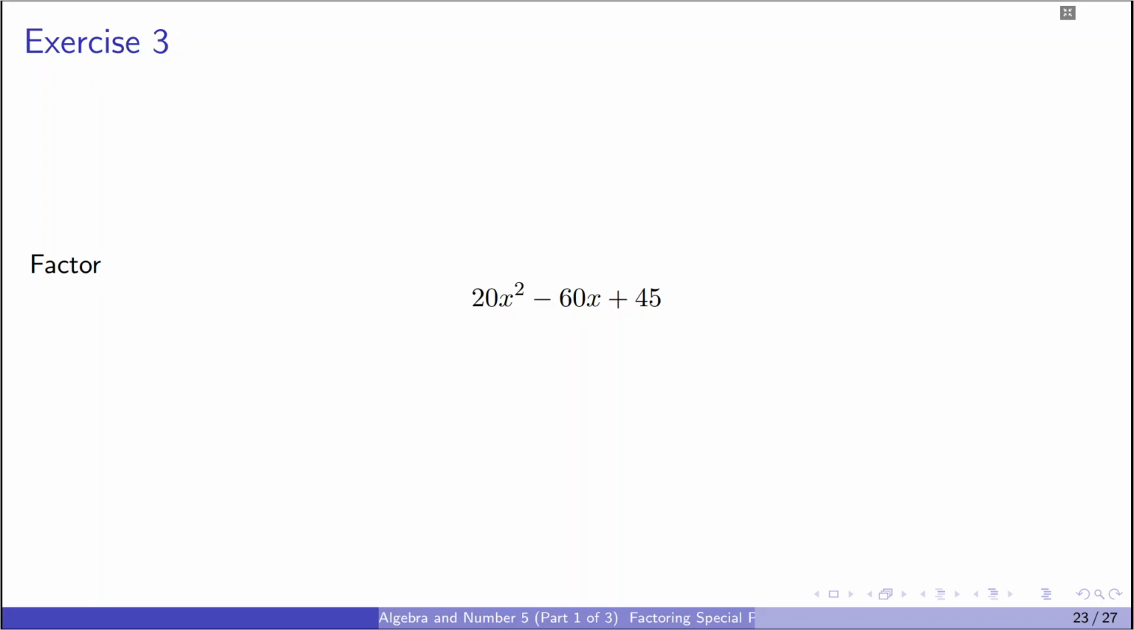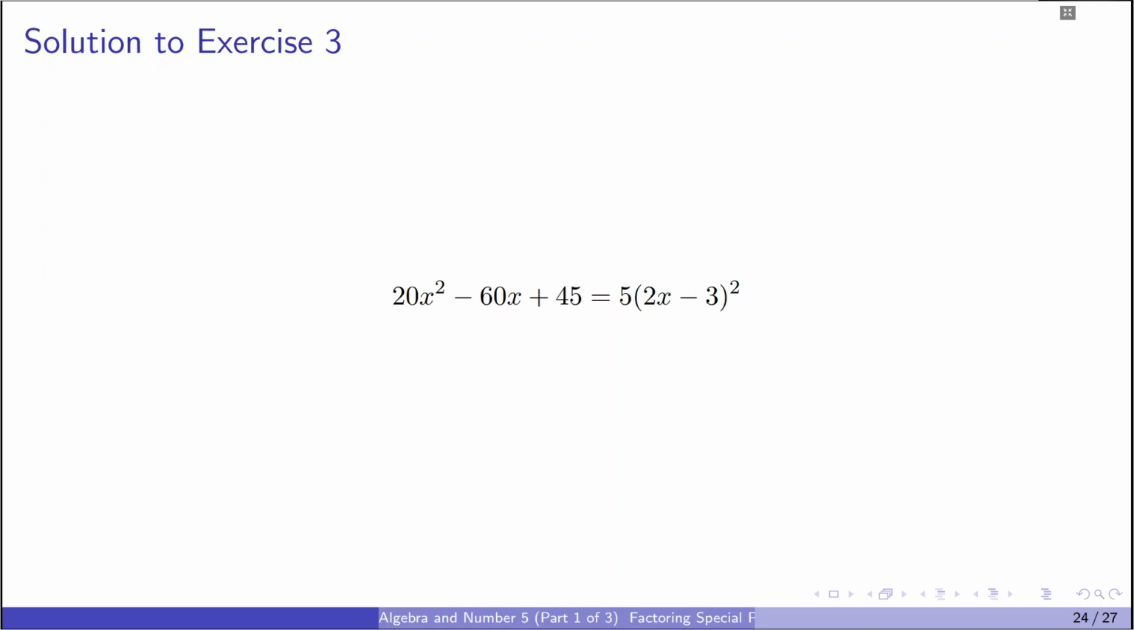Let's factor this one. Pause, take whatever time you need. If you need a hint, look again for common factors. All right, I trust you've paused, unpaused. You've got your answer. We'll move forward. We have a common factor of 5. And then what we're left with, the 4x squared minus 12x plus 9, fits our product of perfect squares. So that's 2x minus 3.